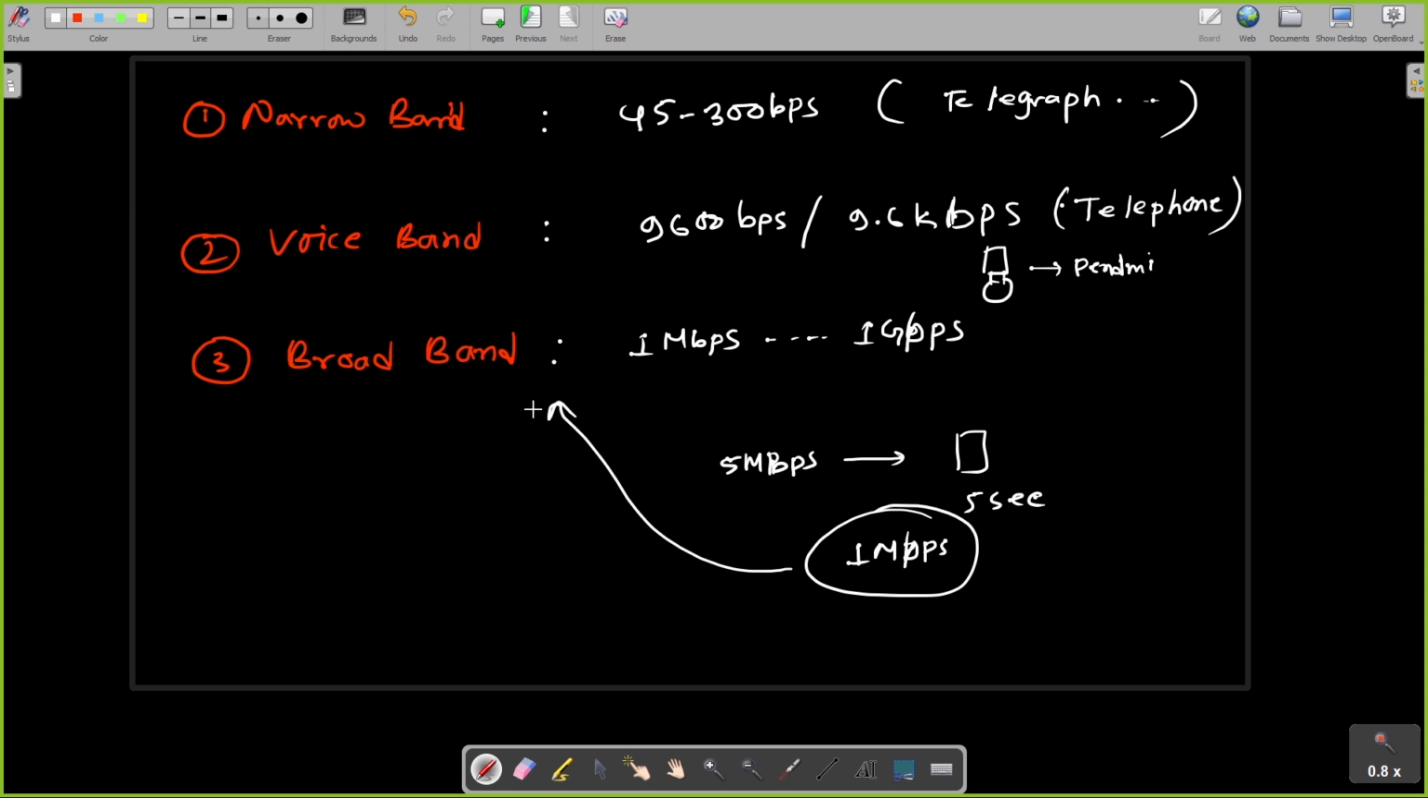Anywhere you have a speed higher than 1 Mbps, that kind of speed should be a broadband speed. Okay, so we have three kinds of speed: narrowband, voice band, and broadband. If I want to give an example, narrowband speed is such a slow speed that if you want to transfer this 5 MB of data to your friend's phone, it will take 5 to 7 hours. So this is a very slow speed. This is called narrowband, and today we are not using this kind of speed for transferring higher scale data. So that's why we have to use broadband connections.